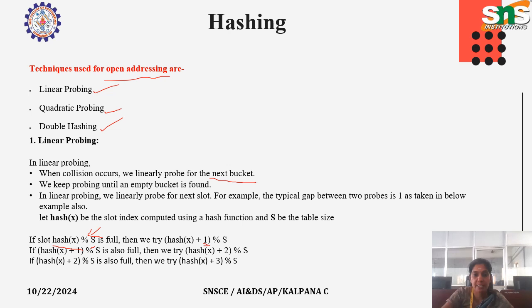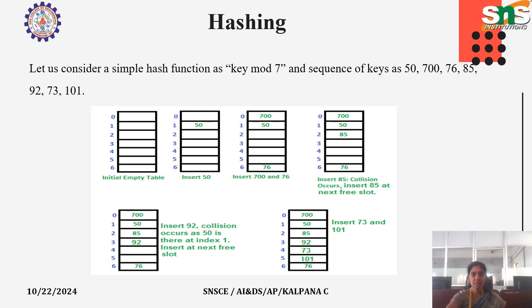If that position is also full, we have to perform hash of x plus 2 modulo s. In this way we can do the hashing. We'll see the example now. So just consider this hash function, key modulo 7.